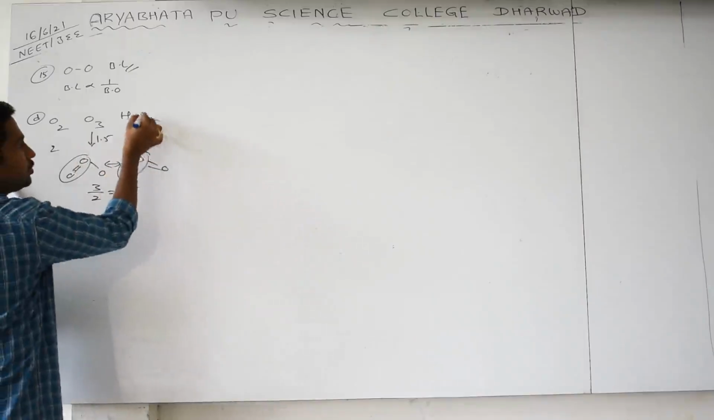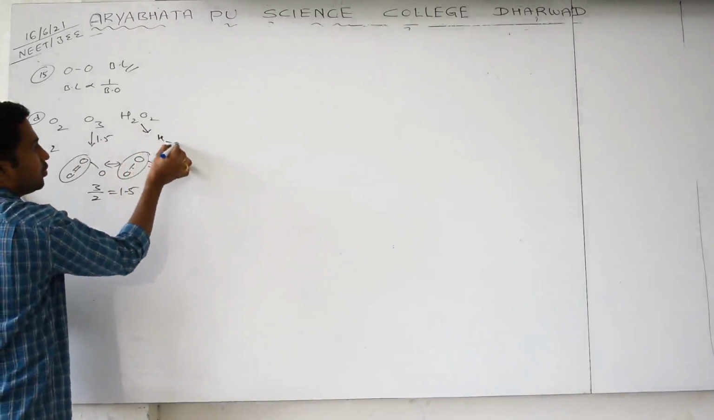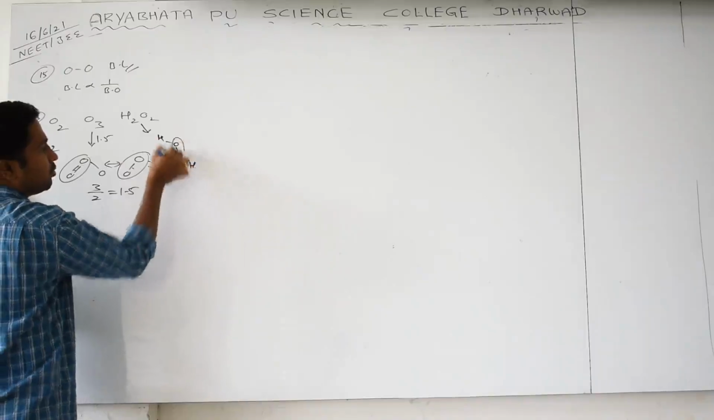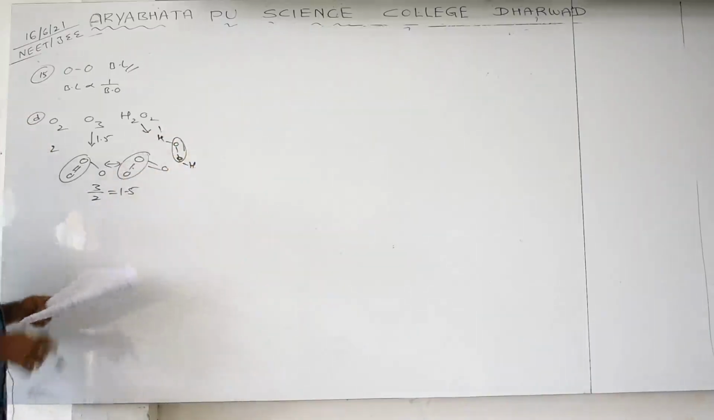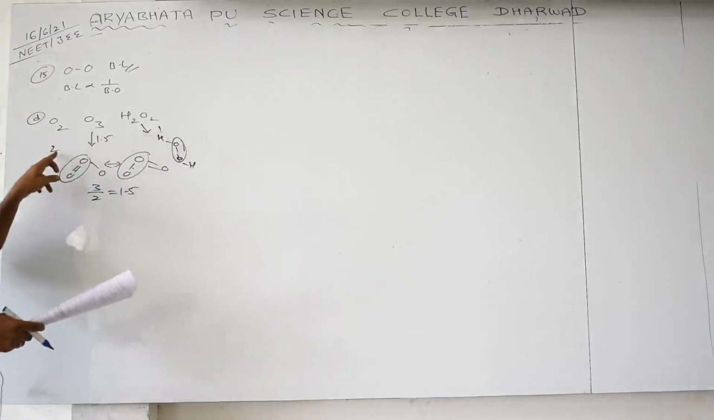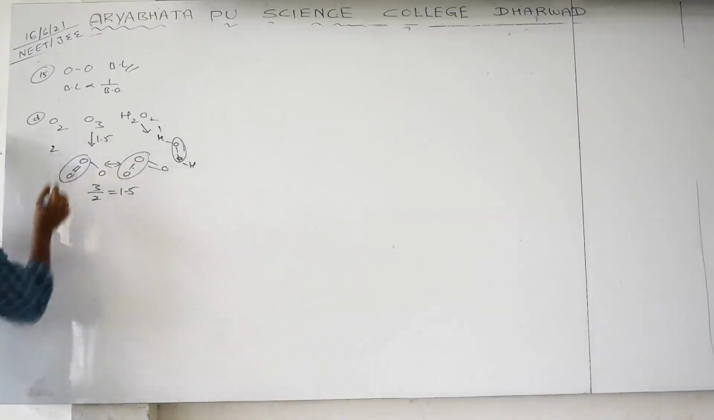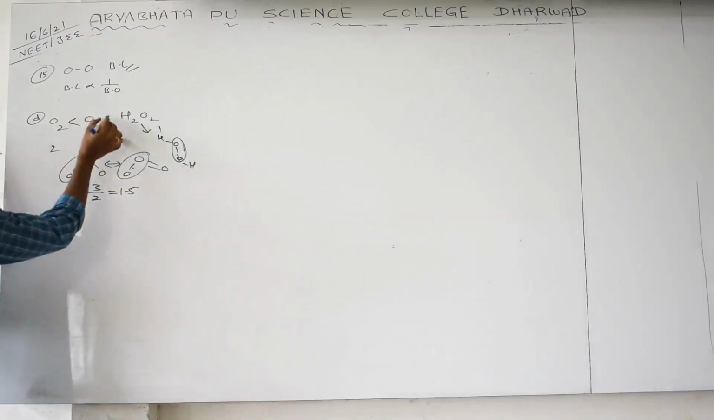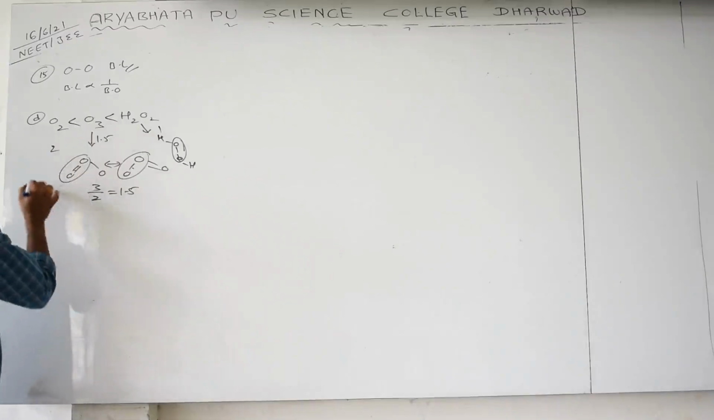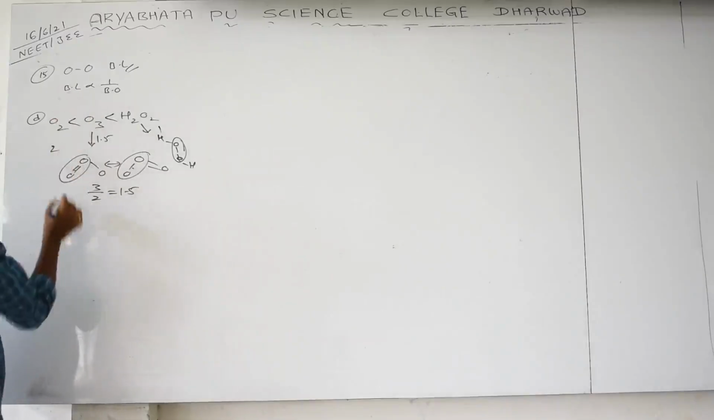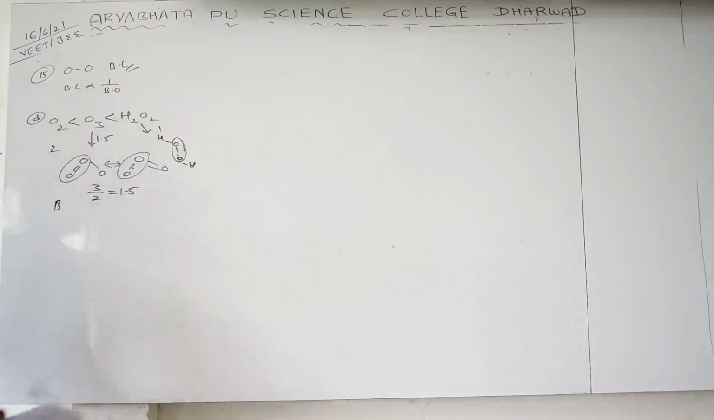In H2O2, between H, O, O, H, the O-O bond order is how much? 1. So what can we tell? More bond order, less bond length. That's why, which is the option? O2 is less than this one. Why? Because I told you, bond length is inversely proportional to bond order.